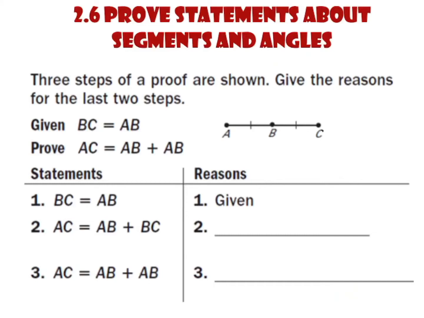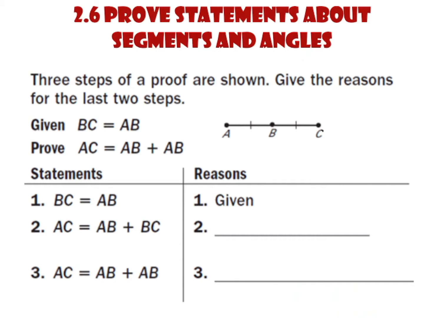We're continuing our deductive reasoning arguments today by proving some statements about segments and angles. So we'll just be trying to fill in these blanks. Three steps of a proof are shown. They call it a proof because with deductive reasoning, there can't be a counterexample that shows up. We've actually proven it's true, it's not just a conjecture. We're going to give the reasons for the last 2 steps.